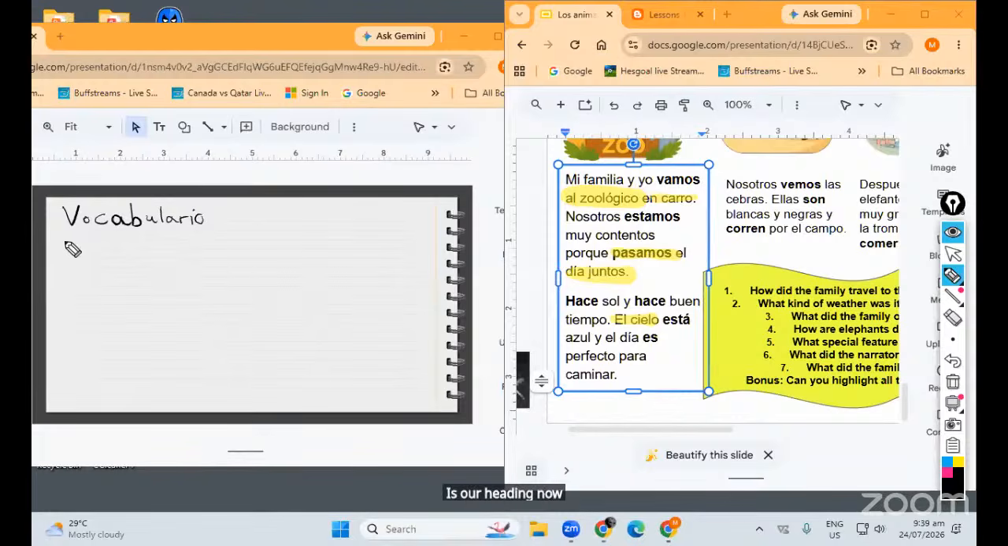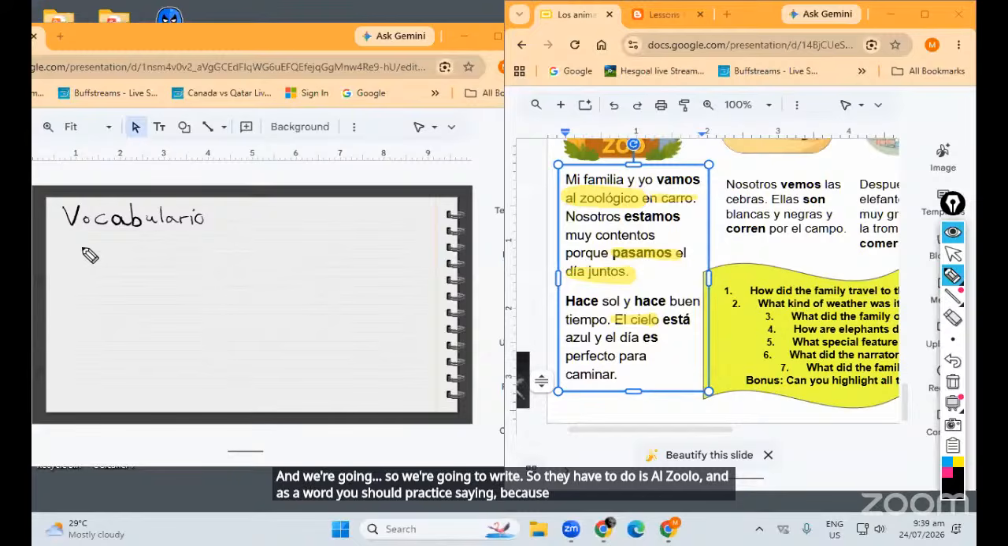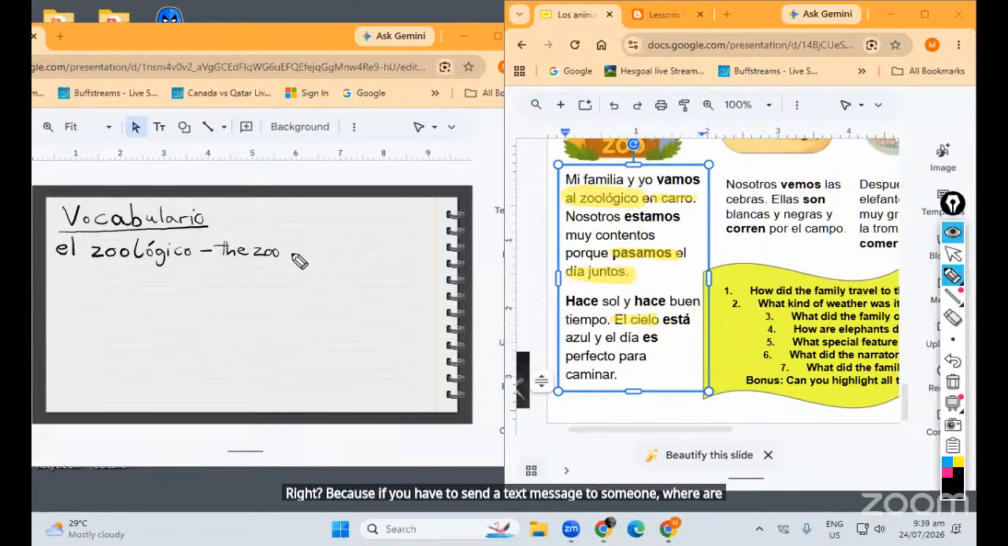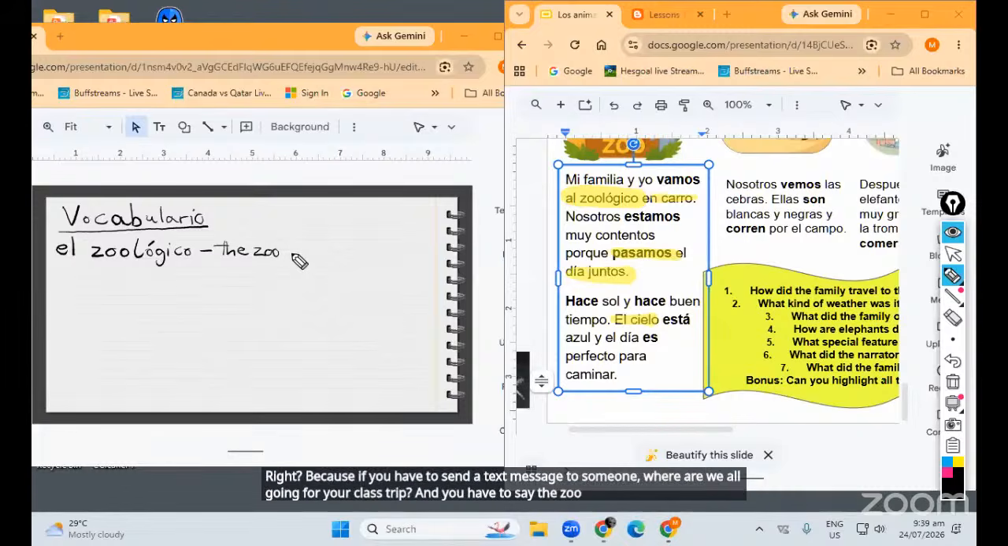And we're going to write, so they have, to the zoo is al zoológico, and that's a word you should practice saying, because we have to practice all the vowels in it. Zoológico, right? Not zoológico, not zoologic either, right? All right, so el zoológico is the zoo, right? Because if you have to send a text message to someone, where are you all going for your class trip? And you have to say the zoo. You have to be able to spell it, right?